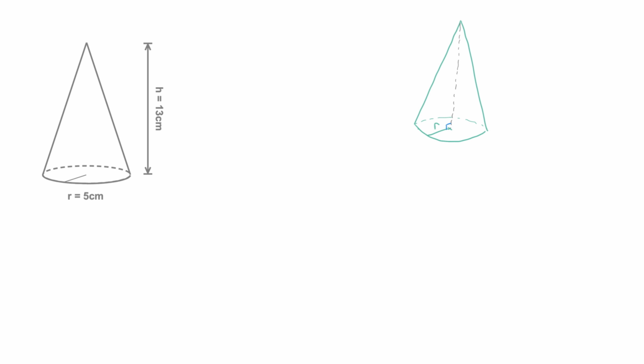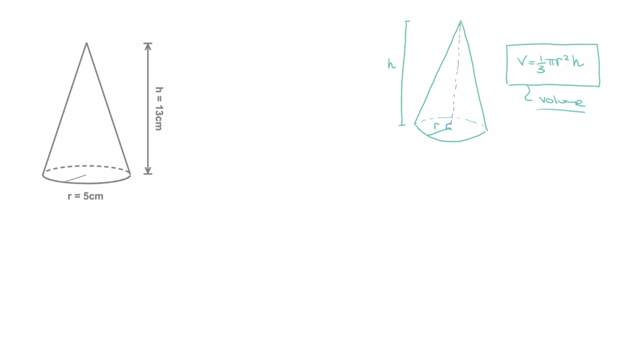Given a right cone whose base has radius r, and whose height, so that would be this length here, is h, its volume is equal to 1/3 times pi r squared times h. And I'll go ahead and box that formula. That's the formula for a right cone's volume.